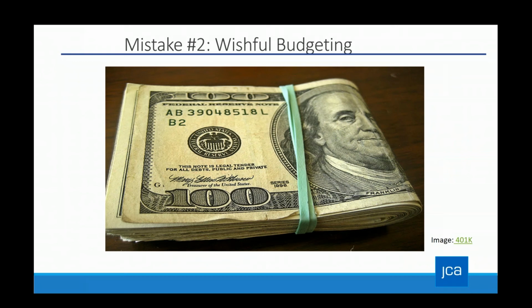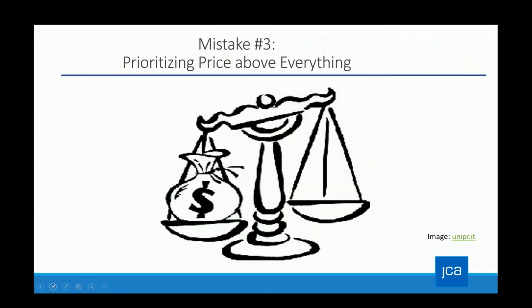The next mistake is prioritizing price above everything. You don't want to pick either the least expensive system simply because it's the least expensive, or the most expensive simply because, oh, it must be so great because it's the most expensive. You need to look at those requirements that Donna talked about earlier and that you've tested the vendors against and make a decision based on your needs.